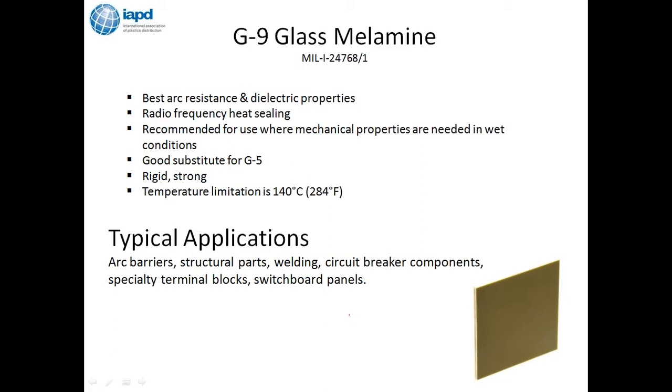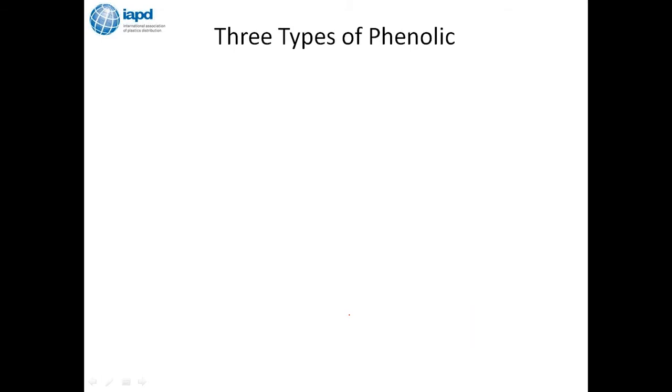G9 glass melamine. This has the best arc resistance and dielectric properties. It's great for radio frequency heat sealing. It's also commonly used as a substitute for G5. We commonly see requests for G5. G5 is a much more difficult material to obtain, so we typically will substitute the G9 for that. A lot of your applications for G9 will include arc barriers, structural parts, welding applications, circuit breaker components. So if you have customers that you're targeting in those industries, I would definitely make use of the G9 material.